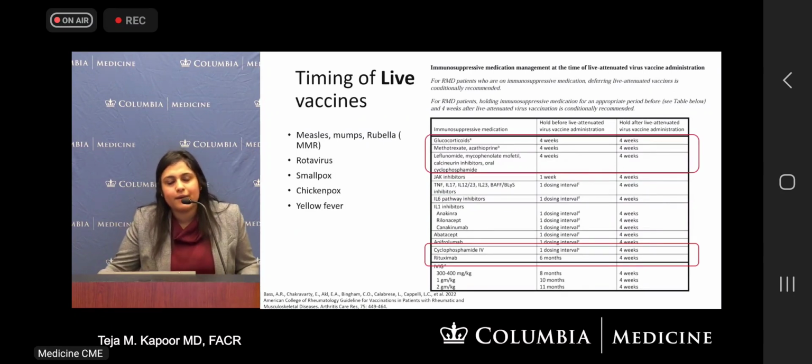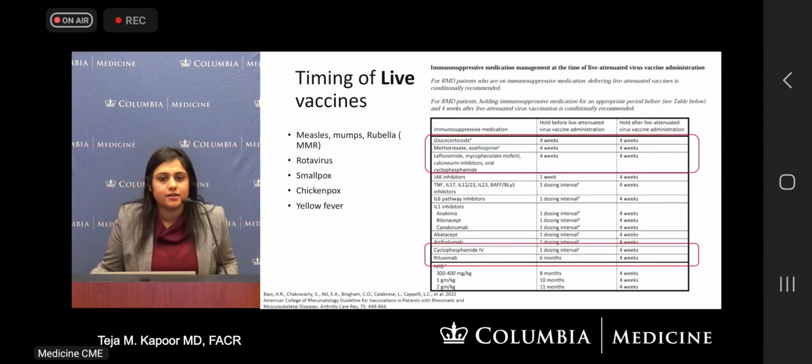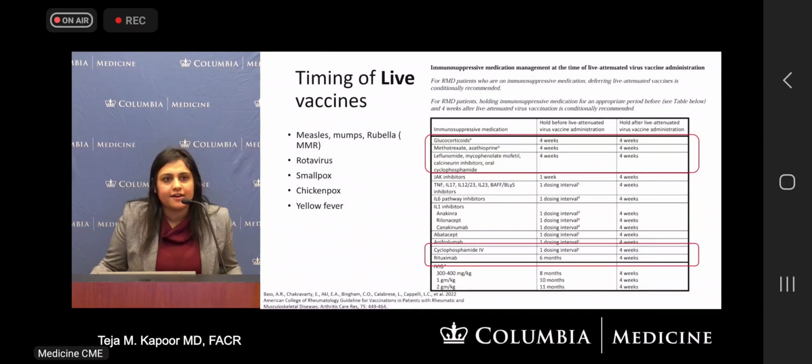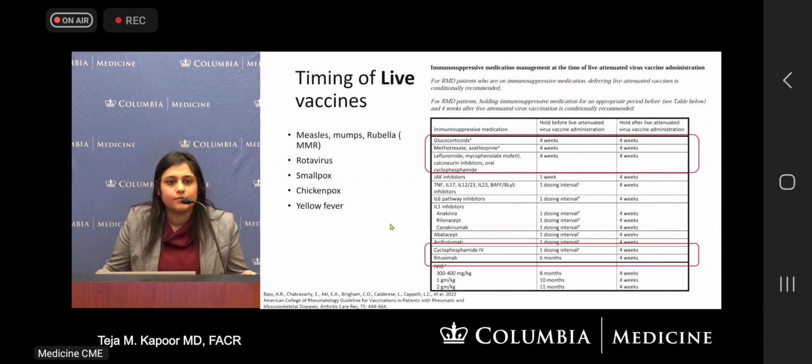And in the past, live vaccines were completely contraindicated because there was very little data. But now that we have much more data, because the live vaccines contain a small amount of weakened live virus, not necessarily all immunosuppressed patients are unable to obtain the live vaccine. According to the ACR guidelines, they are conditionally deferred but not contraindicated. So if you do have to give a live vaccine to your patients, that includes MMR, rotavirus to the pediatric population, smallpox, which hopefully we don't use as much, chickenpox, or yellow fever vaccine for those who are traveling. These are the recommendations.